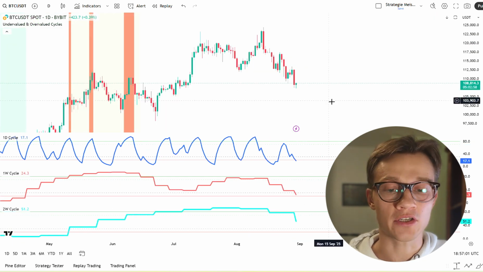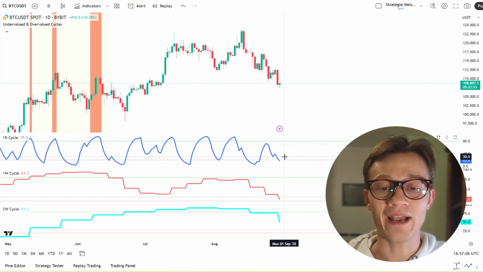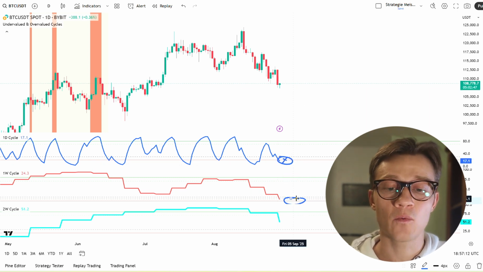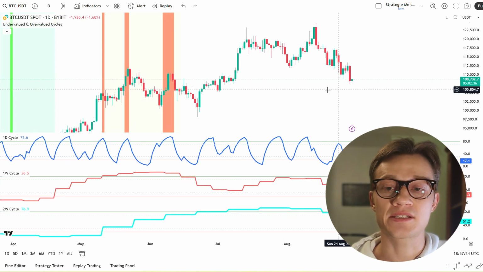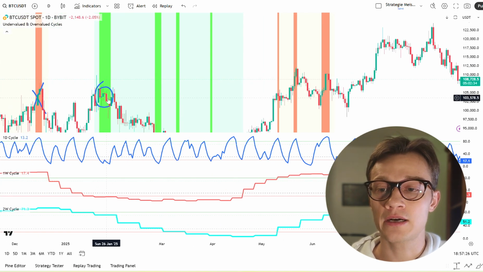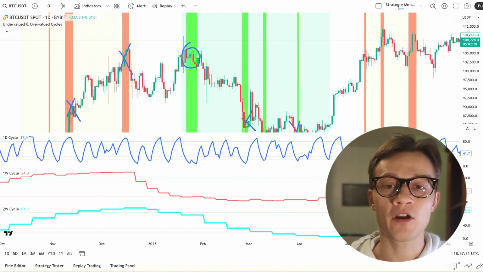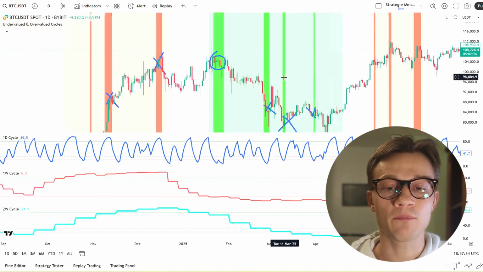In order to see this color, two conditions must be met. The one-day cycle must go below 20 and the one-week cycle must go below 20 as well. Once those two cycles are below 20, you will start seeing this green color and this buy signal on the screen. As I mentioned before, not every single buy signal will be a profitable one. That's why you have to combine it with multiple cycles.